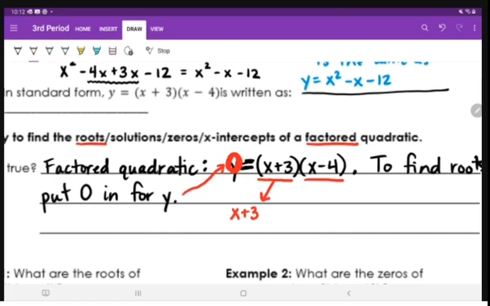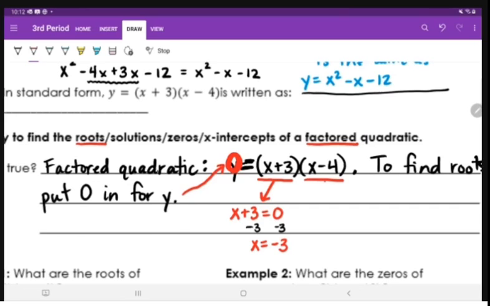So what we can do is we can say, okay, well, what if it's the first one? What if it's x plus 3 that's equal to 0? What would x have to be equal to for this to be 0? We just have to solve for x. So you're going to subtract 3 from both sides. And for this first factor, we would need x to be negative 3. Does that make sense?